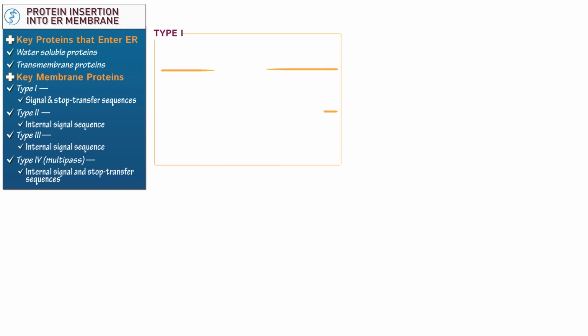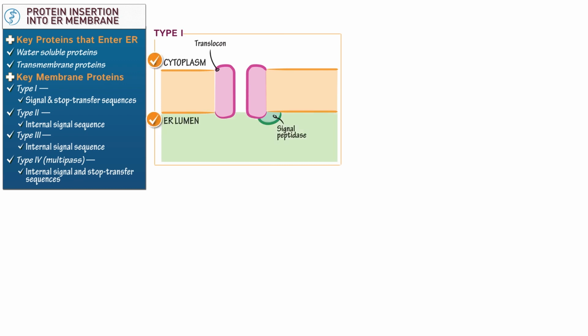First, draw an ER membrane with a translocon and a membrane-bound signal peptidase. The translocon is a channel through which proteins enter the ER lumen. Label the cytosolic and luminal sides of the membrane. Next, draw a ribosome bound to the cytosolic side of the translocon. Show that it's translating an mRNA transcript.